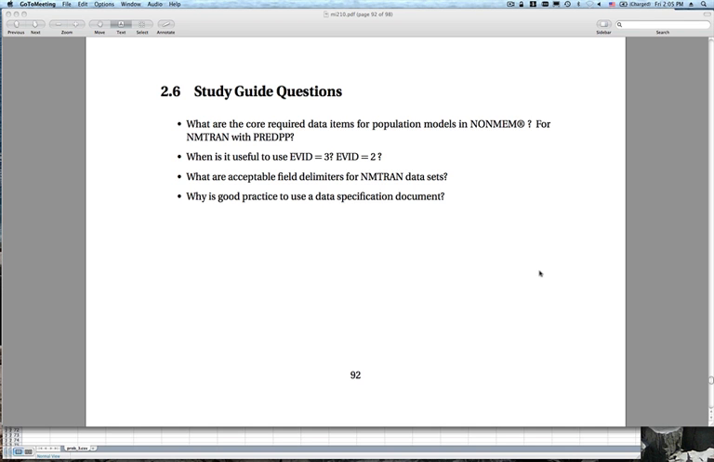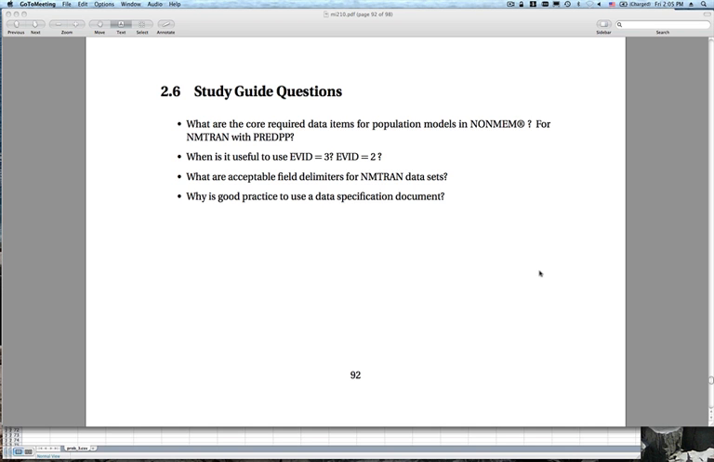Acceptable delimiters for NMTran datasets. We can use spaces or commas. Commas are, I think, useful to use for pre-processing, post-processing, and other tools. But those are the fields that we can use.